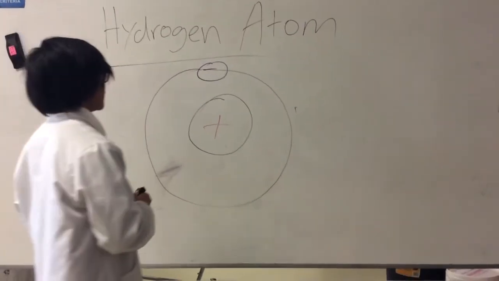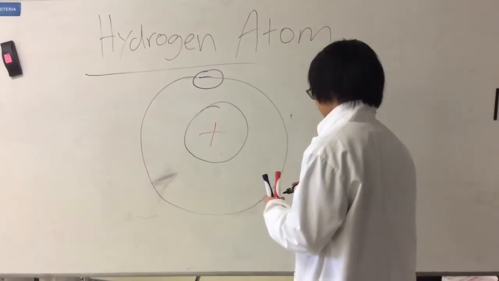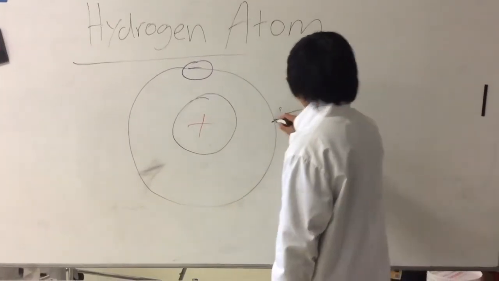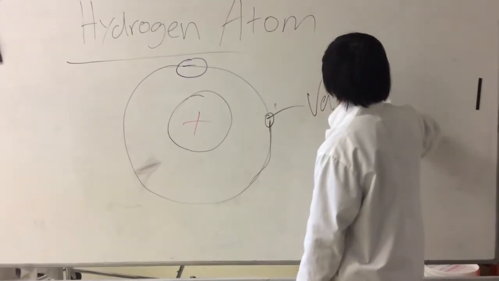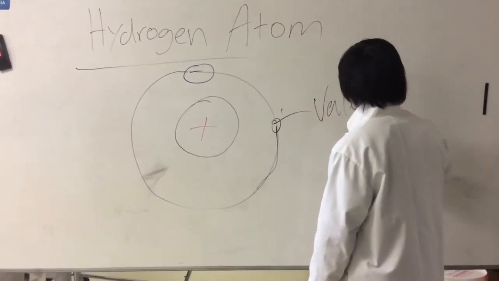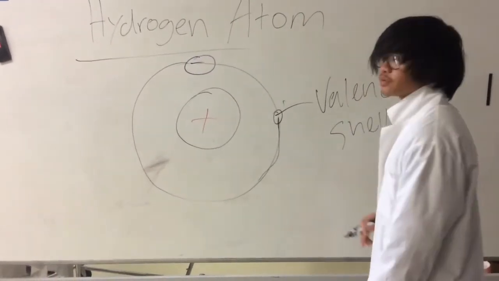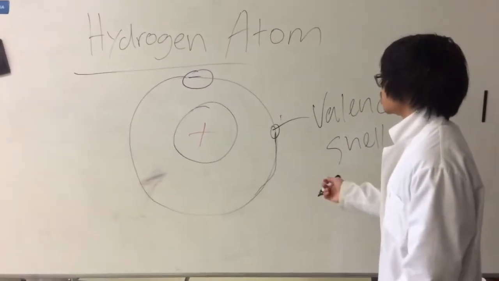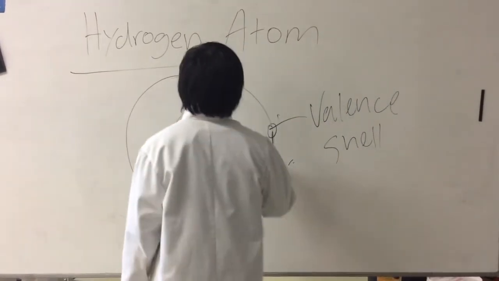And let me describe the whole process here. So this is a valence. This ring right here is the valence shell. So what that means is that the last shell in an atom is always the valence shell. In this case, there's only one shell. So that means the valence shell is the first shell.